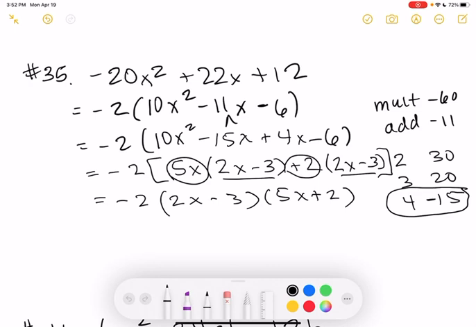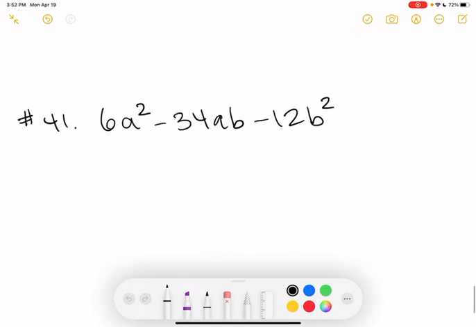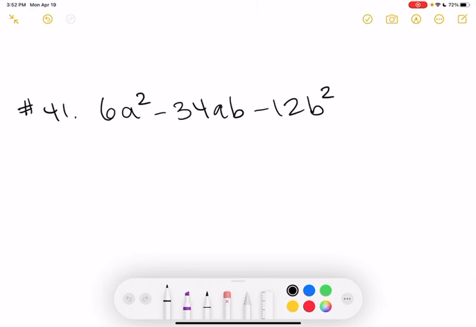Okay, number 41. I'm trying to think of a greatest common factor here. I know 2 would work, but it seems like we might get something bigger. Maybe not. 2, because 6 wouldn't go into the 34. No, I think 2 is the best we can do. So let's just try it. 2, and then I'm trying to get the 6a squared, so I'm going to put 3a squared minus 34 divided by 2 is a 17.